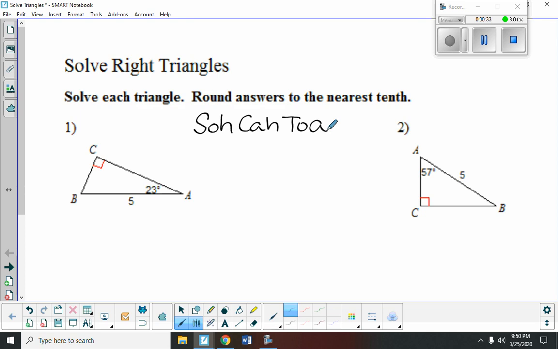With a problem like this, the first thing that I might do is find the missing angle, because you know this is 90, this is 23. All three angles have to add up to 180 in a triangle. So 180 minus 90 minus 23 is 67. So this angle is 67.